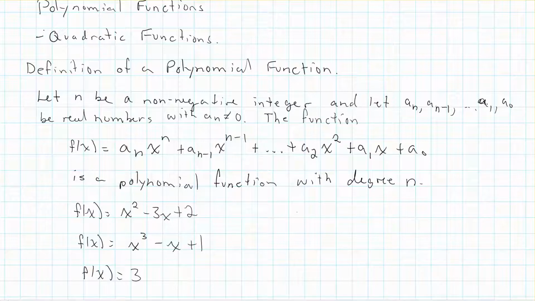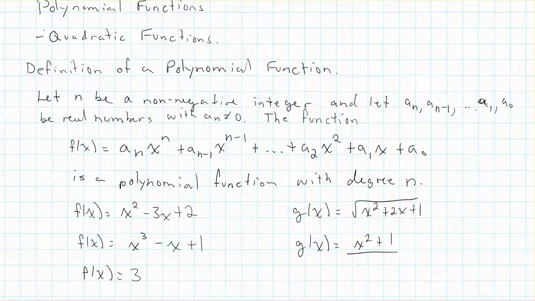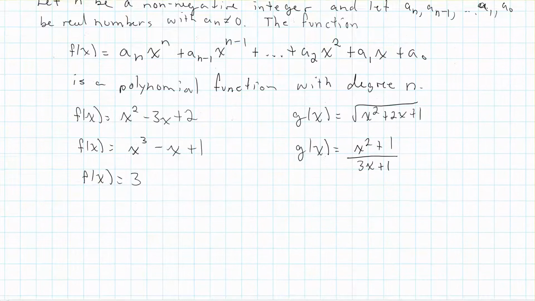Things that aren't polynomial functions would be like g of x equals the square root of x squared plus 2x plus 1, because there's a square root there. Even though x squared plus 2x plus 1 looks like a polynomial, the square root makes it not a polynomial. Or if we have g of x equal to x squared plus 1 divided by 3x plus 1, this looks like we have polynomial functions there, but it's dividing them, so that's not a polynomial. It's actually another class of functions which we'll study after polynomials. So those are some examples of what is and isn't a polynomial function.